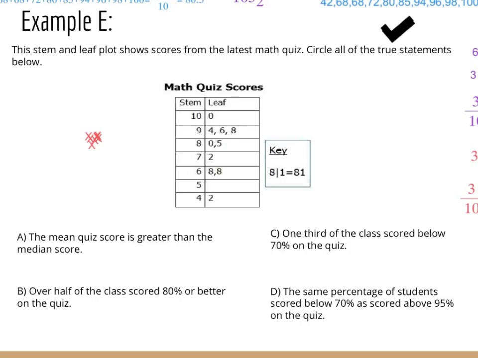Here we are at the last one. This is example E, and it says this stem and leaf plot shows the scores from the latest math quiz. Circle all the statements that are true. So we're trying to find the statements that are true and the statements that are not true. So let's take a look at the first one.